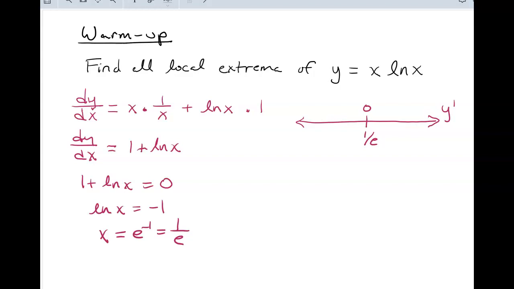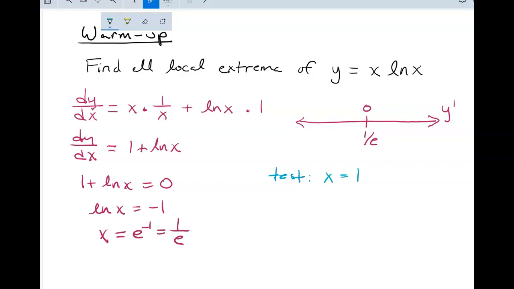Now our critical numbers are where that derivative is equal to 0 or undefined. It's not going to be undefined, so we can set it equal to 0, and we find out that x is equal to 1 over e. Now the next step is for us to analyze the sign of y prime. So let's use some test values. 1 over e is around 1/3, so we can certainly test, for instance, the number x equals 1.